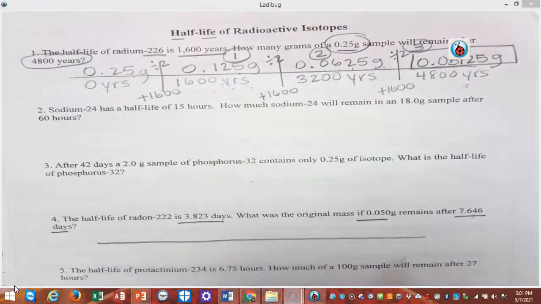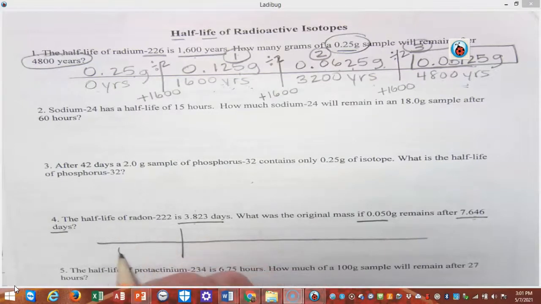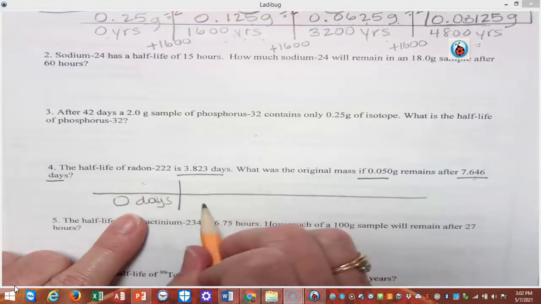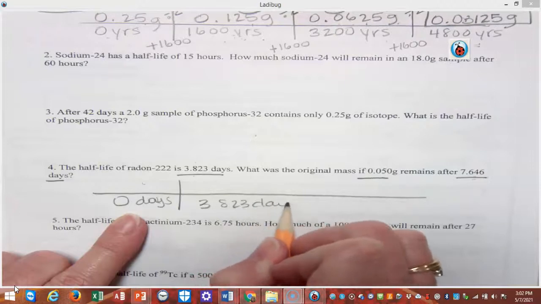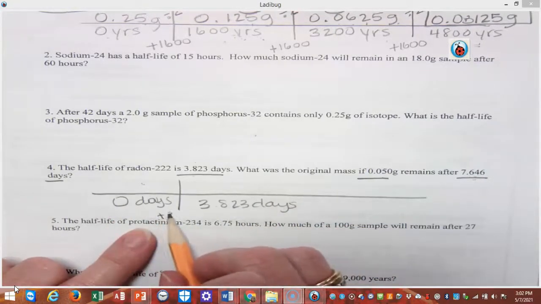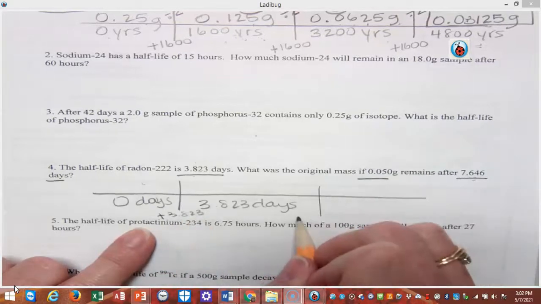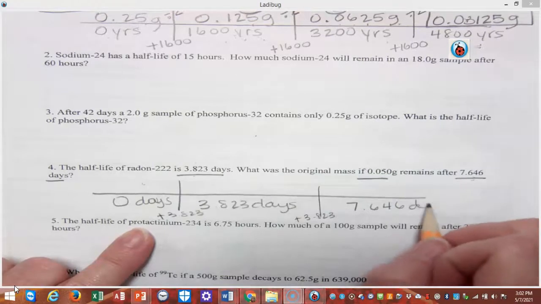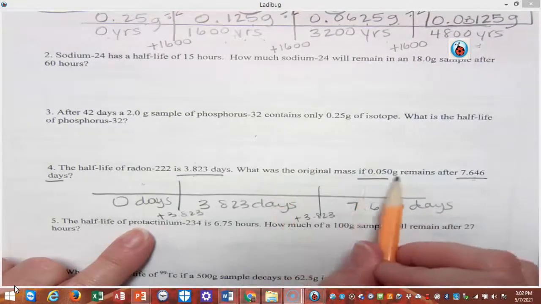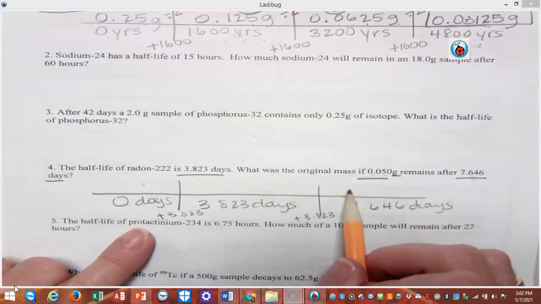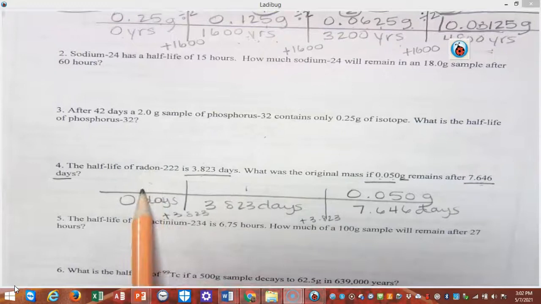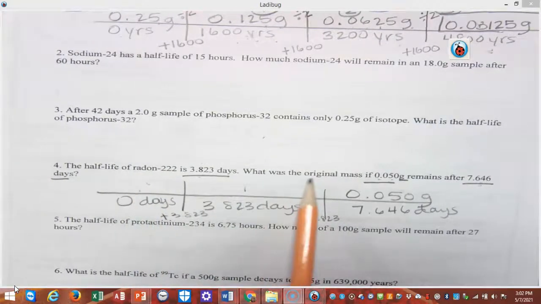Okay, so on this one, I don't know this piece here, but it's always 0. Always start with 0 down here at the bottom. Okay, so we got 0. I don't know this piece, but what do I know? I know the half-life. If I add another 3.823, what do I end up with? 7.646, right? Days. And it says, what's the original mass if 0.05 grams remains after this many days? So this is telling me this is my end point. So now I need to solve. So I would multiply and go backwards to get here. Okay? So that's if I'm solving for original mass.